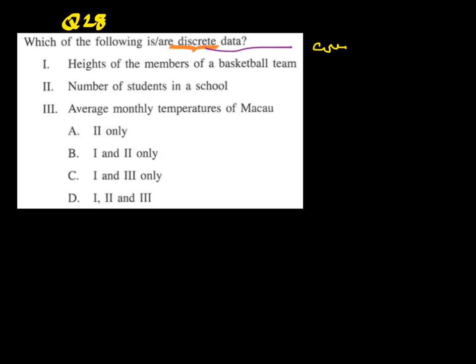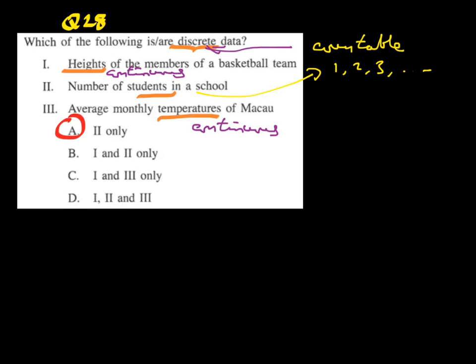So for discrete, we refer to them as countable, like 1, 2, 3, and 4, and so forth. Height won't be countable because it's continuous. And this is also true for temperature as well. So therefore, number of students is countable. And the answer here is A.